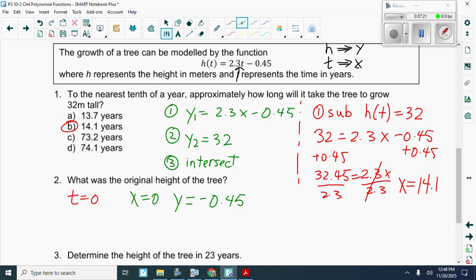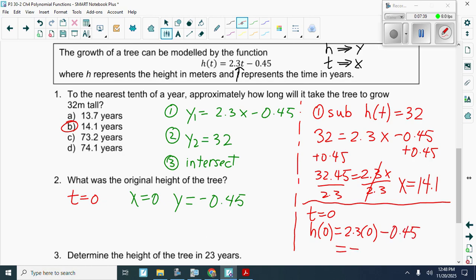Okay, if you did the substitution method, the red will be like doing the algebra part. We said t is equal to 0, so h at 0 is equal to 2.3 times 0. We're just substituting in. So you could do either way. If some of you like the substitution, kind of nostalgic, brings you back to last year, you can do that, or you can keep with the calculator method. Okay, determine the height of the tree in 23 years. Okay, go.